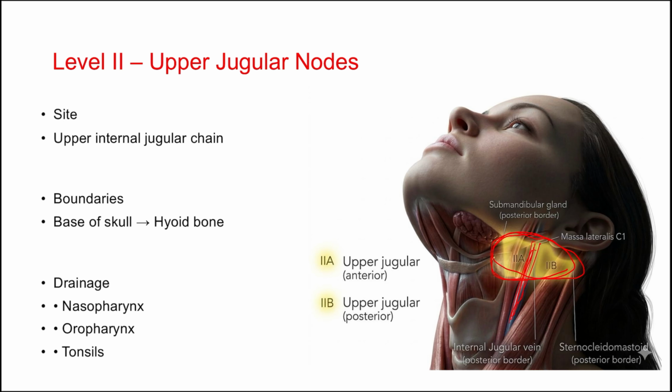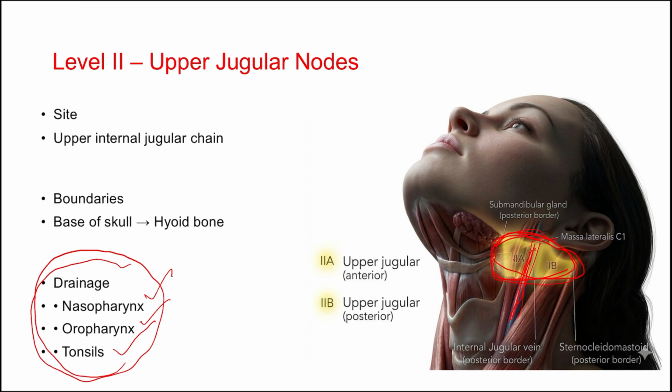This is the internal jugular vein, this is its upper part, and at this part the level 2 lymph nodes, level 2A and level 2B lymph nodes, are present. Level 2 nodes are among the most frequently involved lymph nodes in head and neck cancers, especially tumors of the oropharynx and tonsillar region. So the level 2 lymph nodes drain the nasopharynx, oropharynx and tonsils.